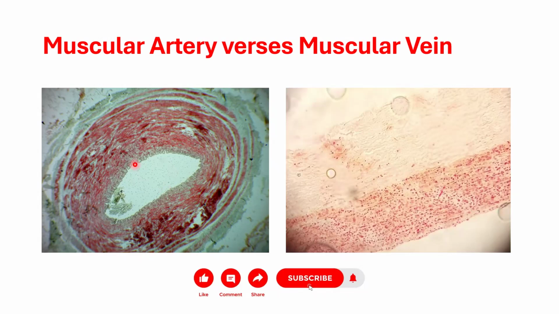Then the tunica media will contain a lot of smooth muscle, unlike this, which will contain less smooth muscle. The internal elastic membrane will not be prominent in the vein, but in the artery it will be prominent. Maybe to summarize, this one will not be containing valves, and this one will be containing the valves. So these are some of the differences. And the most common slide between the muscular artery and the muscular vein, the muscular artery, is more common in exams.